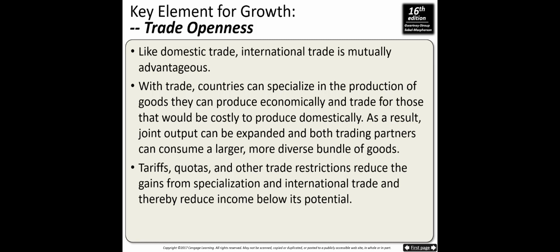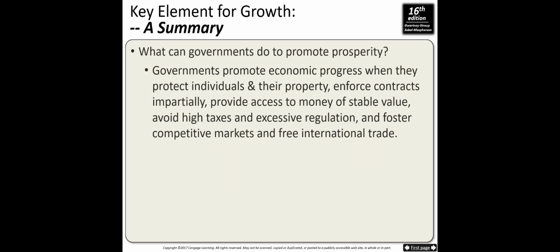And the final one is trade openness. Like domestic trade, international trade is mutually advantageous. With trade, countries can specialize in the production of goods they can produce economically and trade for those that would be costly to produce domestically. As a result, joint output can be expanded and both trading partners can consume a larger, more diverse bundle of goods. On the other hand, tariffs, quotas, and other trade restrictions reduce the gains from specialization and international trade and thereby reduce income below its potential. So, as a summary, what can governments do to promote prosperity?